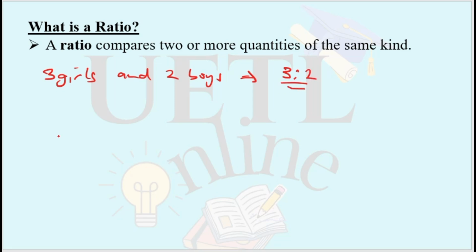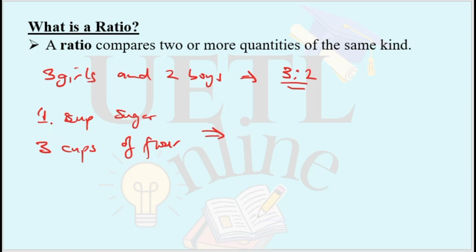Let's say you are making something, and it requires 1 cup of sugar and 3 cups of flour. I don't know the recipes, but let's say it requires this. In this case, you are going to say the ratio of sugar to flour is 1:3. It's comparing things of the same kind. You can see that all these are human beings. This is a ratio that compares two or more quantities of the same kind.